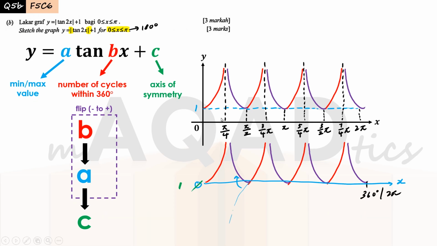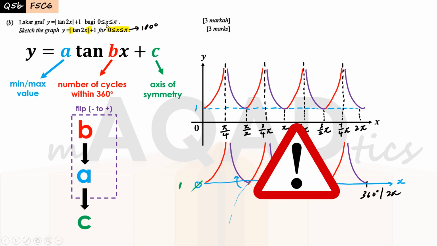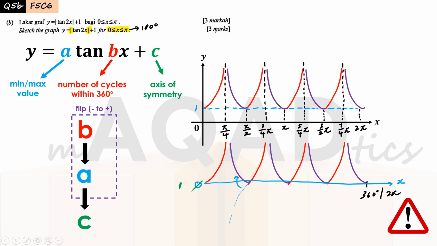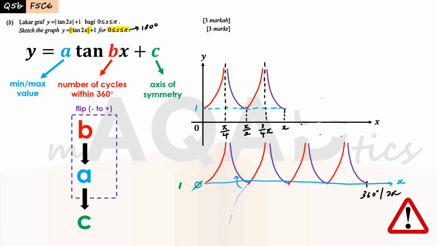So how do I find pi over 4? It's just to find the middle of 0 and pi over 2. For example, 3 over 4 pi is the middle of pi over 2 and pi. Now we have dealt with this modulus already. We can only draw until pi, so the things after pi, we can just write off. So this will be our answer.